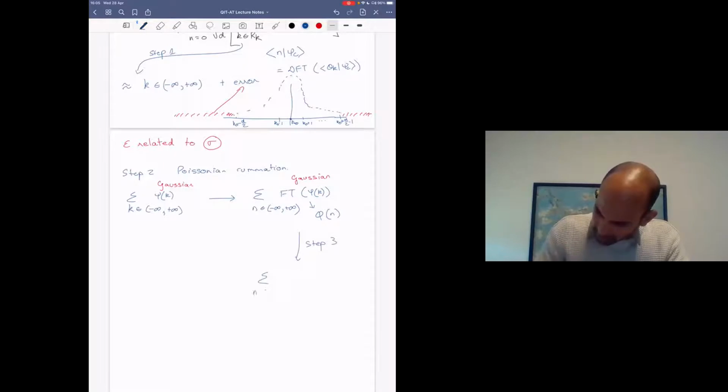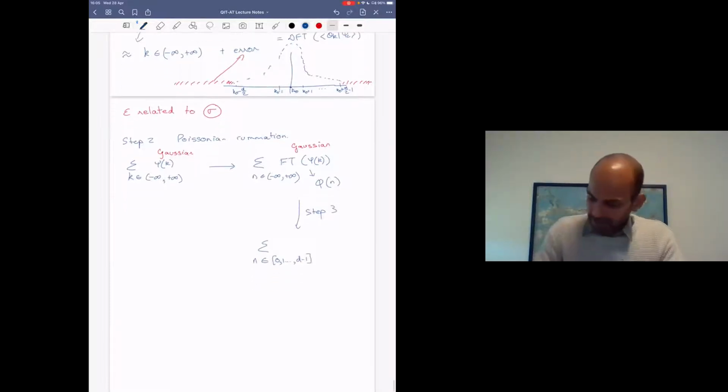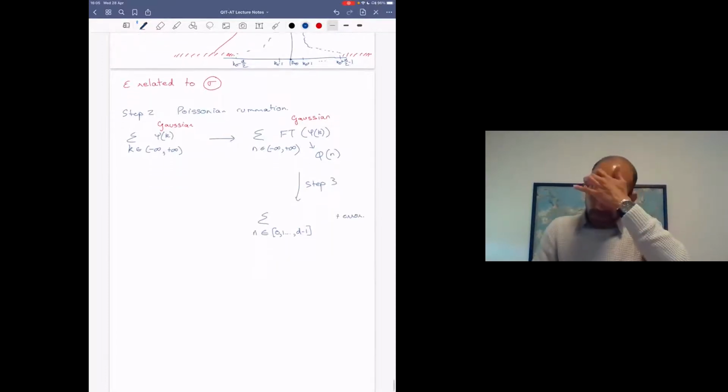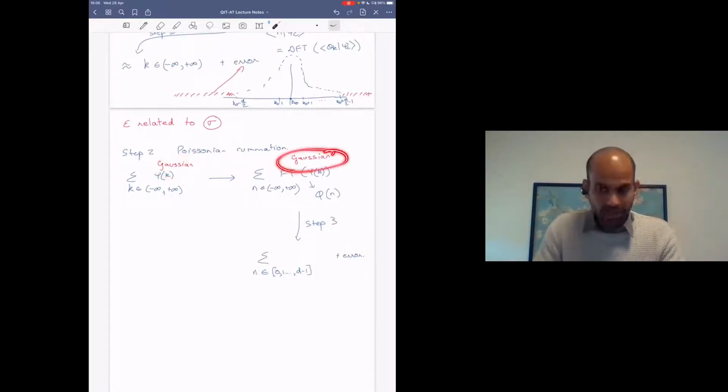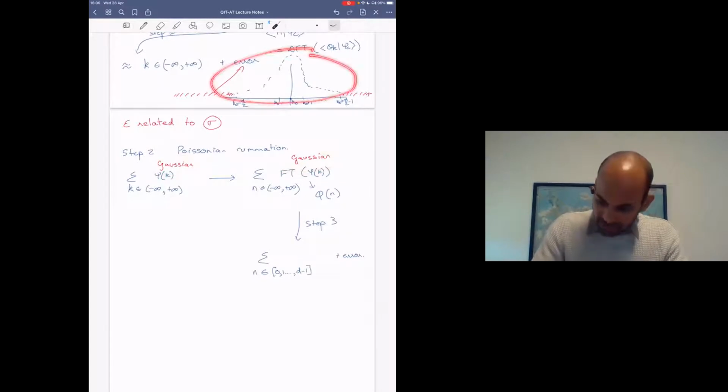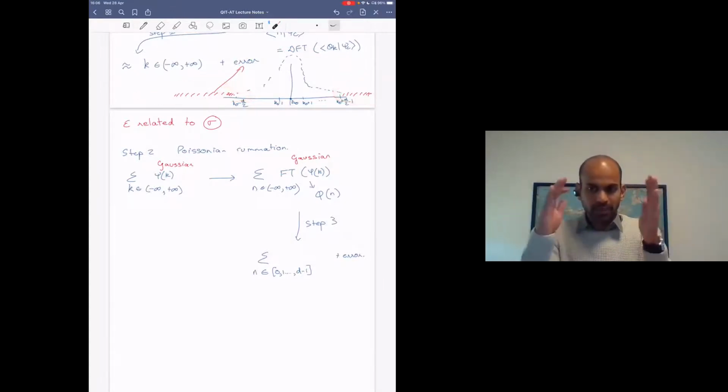is to go back to N within the range 0, 1, ... to D minus 1, which is the actual range of energies that we have, plus another error. So the reason we can do this is, again, the same reason. In the N basis, also, because we start with the Gaussian in the K basis, we're going to end up with a Gaussian in the N basis. So it's another function of this type. So it is a sum over everything from minus infinity to plus infinity. And when we truncate it, we get rid of these two tails. And so we end up with something that has a small error, depending on how large the tails are.